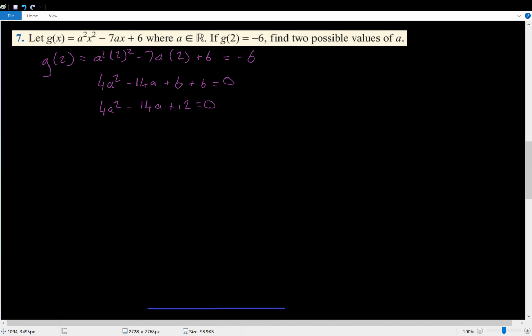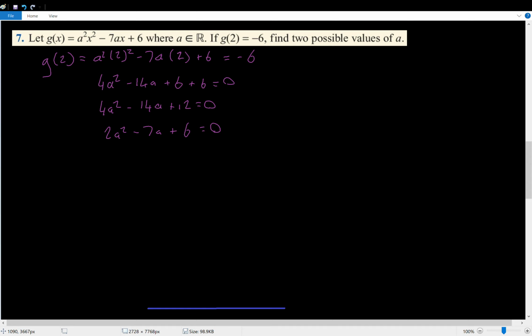So the reason we were asked to find two possible values of a is because we've ended up with a quadratic equation here. Now we can tidy this up a little bit to solve it by dividing all of the terms by 2, so we end up with 2a² − 7a + 6, and that's going to be equal to 0.